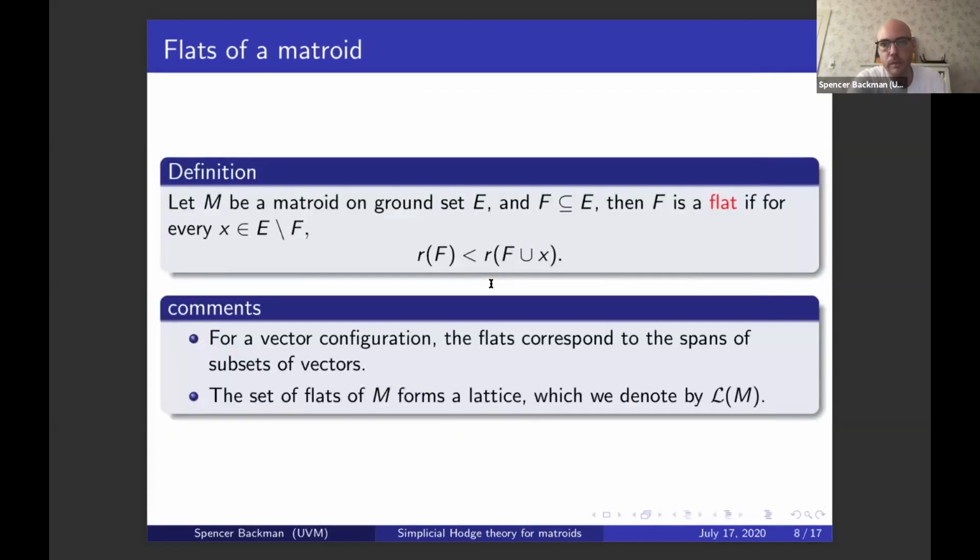Okay, so another important object associated to a matroid is the notion of a flat. If you have your matroid and you take some subset of the ground set, we'll say that it's a flat if adding any element to it causes the rank to increase. If you want to think about vector configurations, the flats correspond to the spans of the subsets of the vectors. They're sort of the closed sets in matroid theory. So this set of flats forms a lattice, which is not hard to prove. And we'll denote that for the rest of the talk by \mathcal{L}(M).